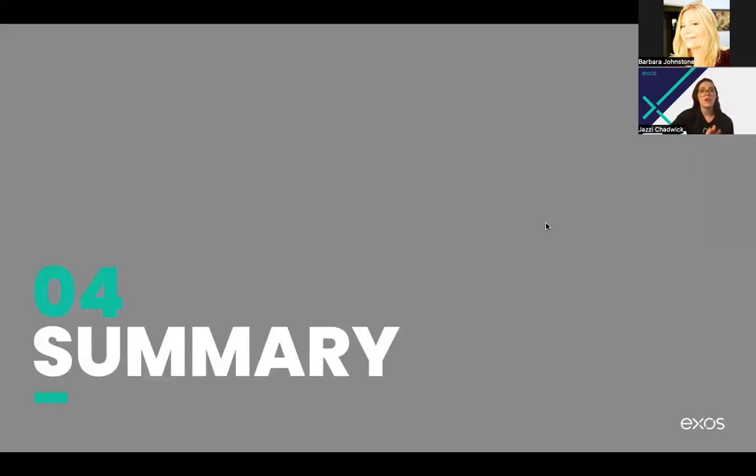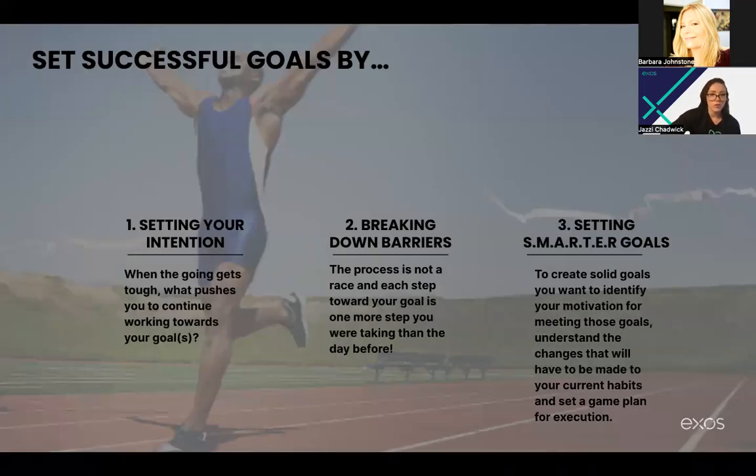So we've now gone over our SMARTER goals. We've gone over breaking down our goals, and we've identified and we're starting to break down our barriers, right? So how are we setting successful goals, right? We are setting our intentions, right? What is going to push us to continue to move? What is our why? Are we reevaluating that? Or are things changing, right? But we're setting our intention with our goals. We're breaking down our barriers, right? Because it's not a race, right? We can go day by day, week by week, month by month, year by year. Take it one day at a time. Just try and be 1% better every single day. Show up for yourself, and that's how you're going to get there, right?